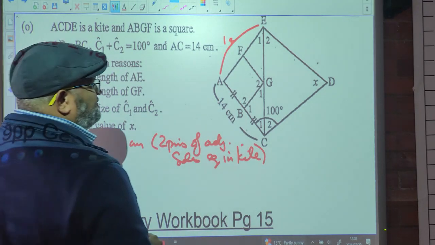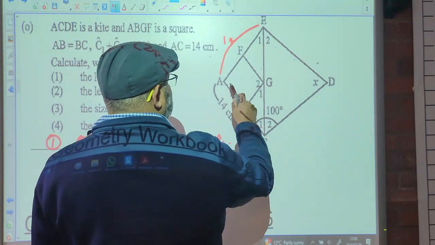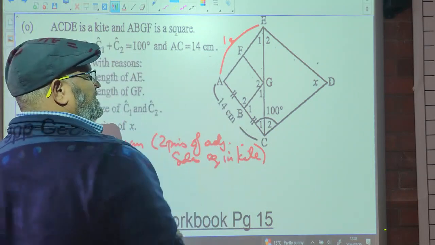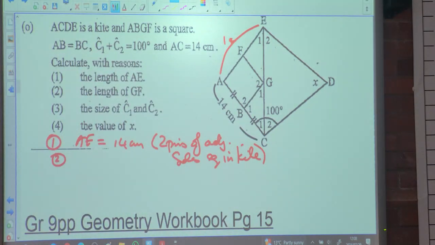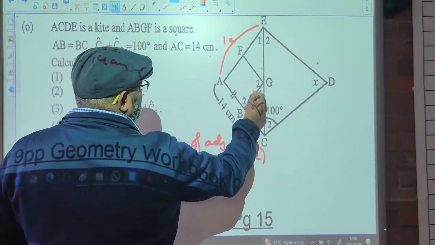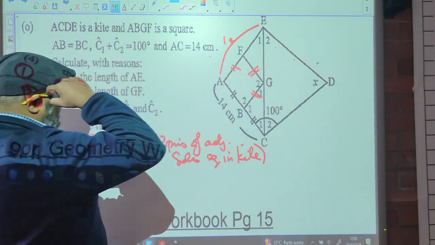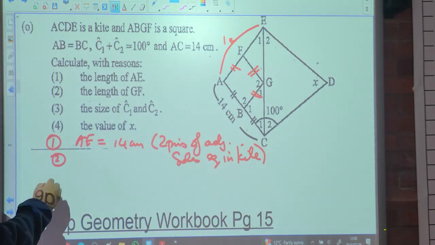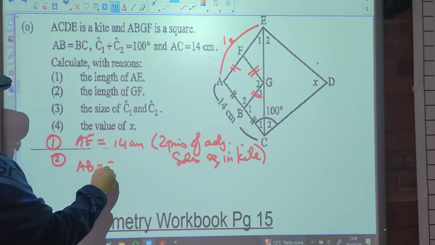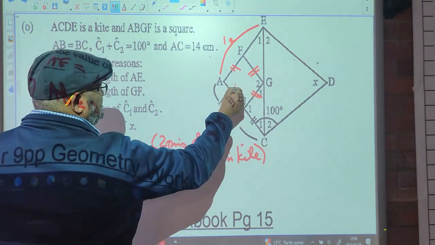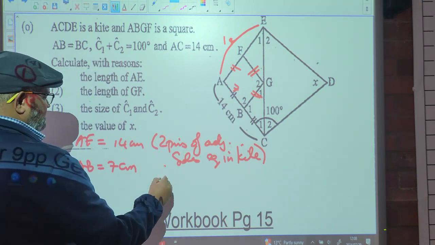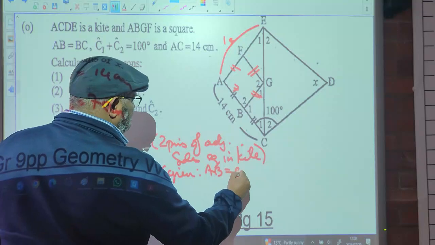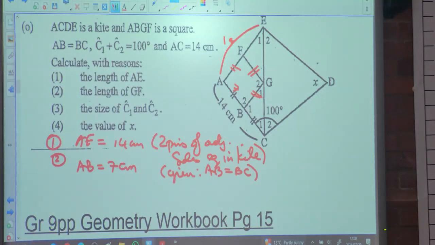Number two, the length of GF. This length is the same as AB. Why is it the same? Both sides are equal in a square. But what is AB? 7. Why is AB 7? Given. What have you been given? AB is equal to BC. You don't have to write given, you can just say AB is equal to BC.